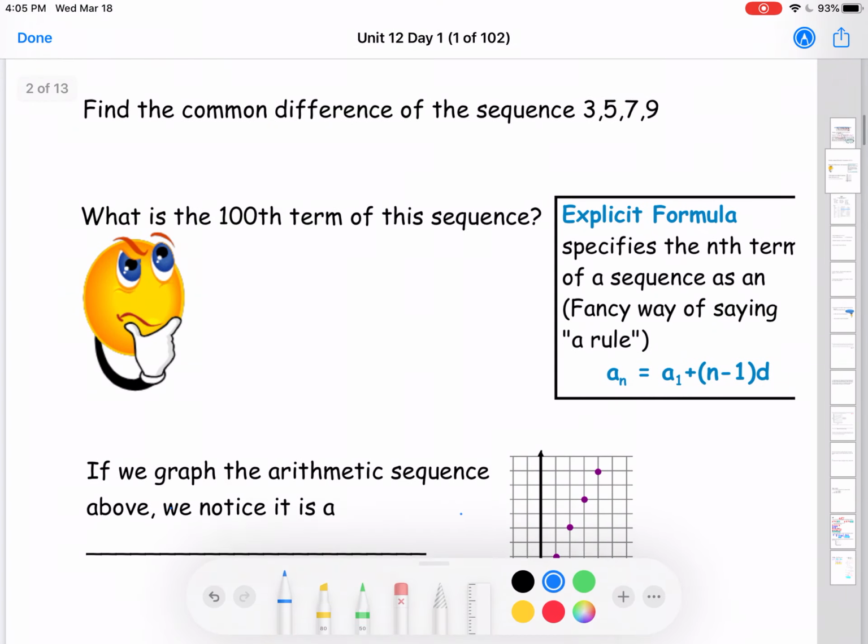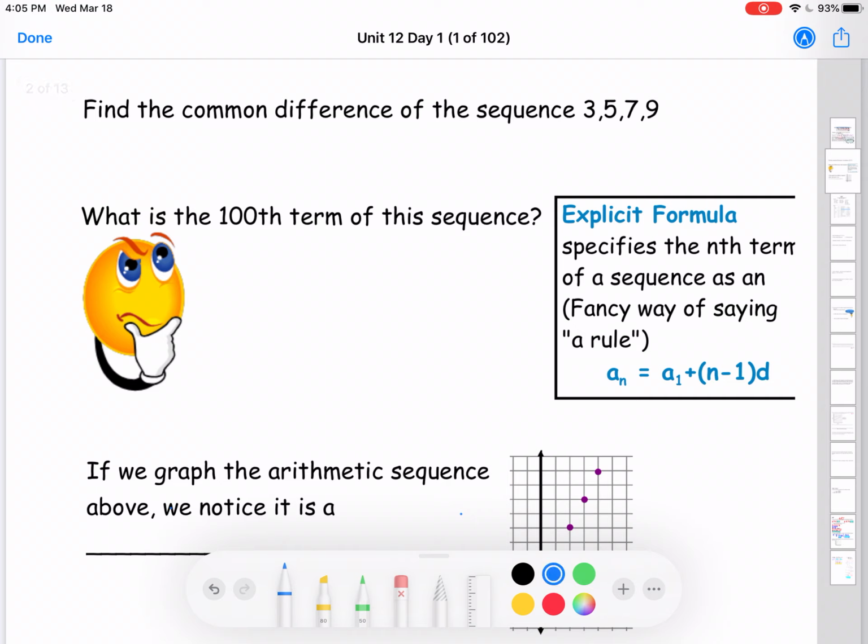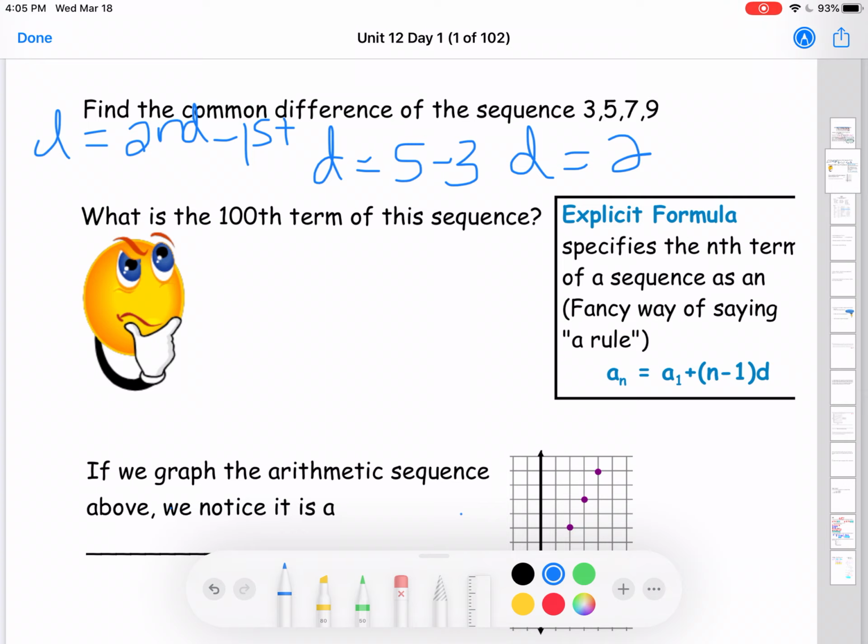So in this sequence right here, if we use the formula, common difference equals second minus first, the common difference would be 5 minus 3. So the common difference is 2. All right, we're going to have to deal with things like that.